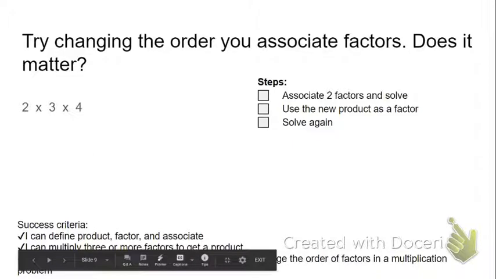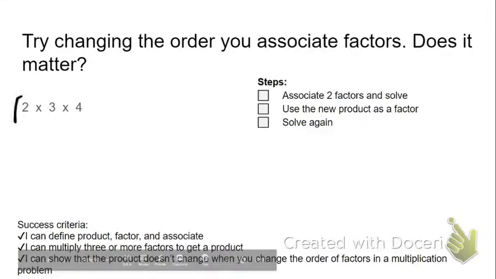All right, your turn is coming up here. When I did this problem, we did 2 times 3 was 6, and 6 times 4 is 24. So I want you to tell me, does the order matter? I want you to change which factors you associate and then solve this problem and see if you get 24 also. Pause the video and try doing 3 times 4 first. All right, when you did 3 times 4, you should have gotten 12. 12 times 2, that's still 24. So you can show that the product doesn't change when you change the order in a multiplication problem.